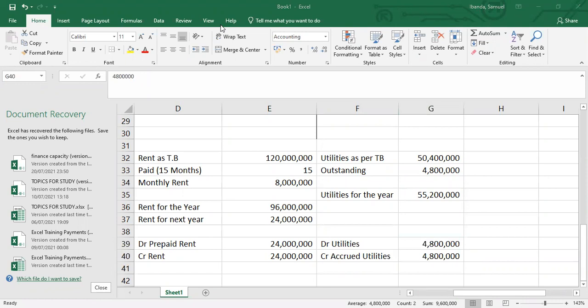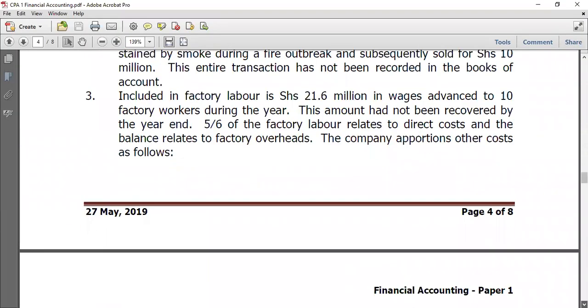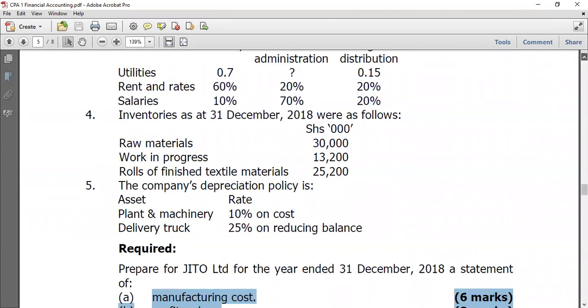Now, some questions may not ask you to prepare, let's say, an unadjusted trial balance. It doesn't mean that every time you have to prepare an unadjusted trial balance. For example, like this question, I'll just move down to what they wanted. They wanted us to do the statement of manufacturing costs, to do the P&L, and to do the statement of financial position. So there was nothing like an unadjusted trial balance. You get it. So for you, just have it in mind.